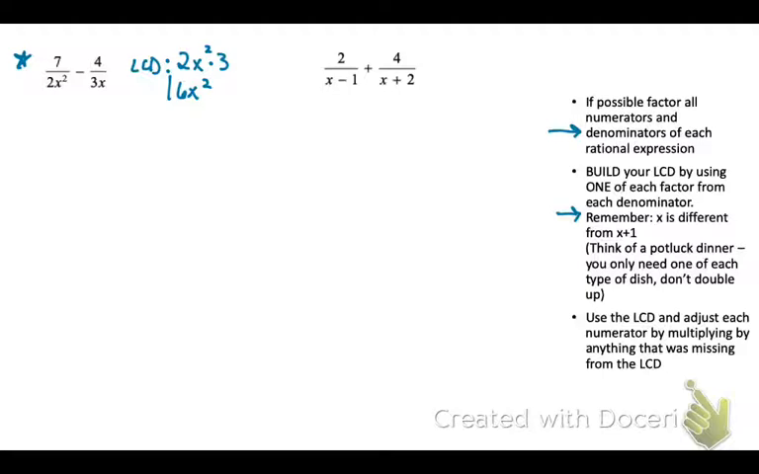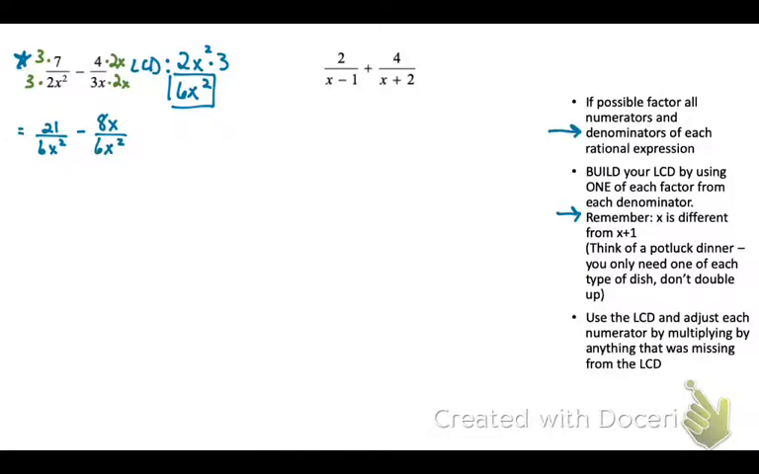6 has a factor of 2, and it has a factor of 3. X squared has a factor of x. So now I'm going to adjust. I'm going to multiply numerator and denominator of each rational by what was missing in the common denominator. So on the left, I need to multiply by 3. And on the right, I need to multiply by 2x. So that in both of our denominators, we get 6x squared.